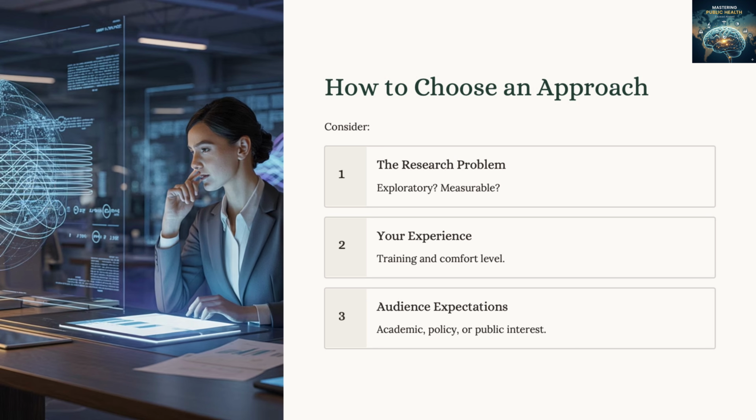Criteria for selecting a research approach. How do you choose the best approach? Consider three factors. One, the research problem: is the problem exploratory, explanatory, or evaluative? Two, the researcher's experiences: what is your comfort level with methods, statistics, or fieldwork? Three, the audience: what expectations do your readers, funders, or academic peers have? The approach should match the question, fit your training, and meet audience expectations.